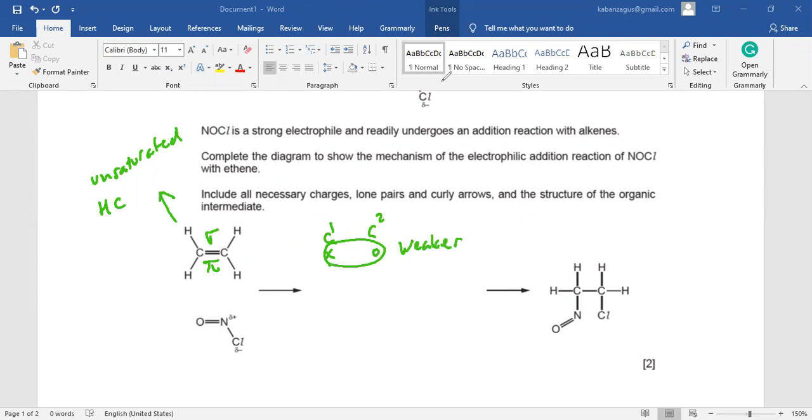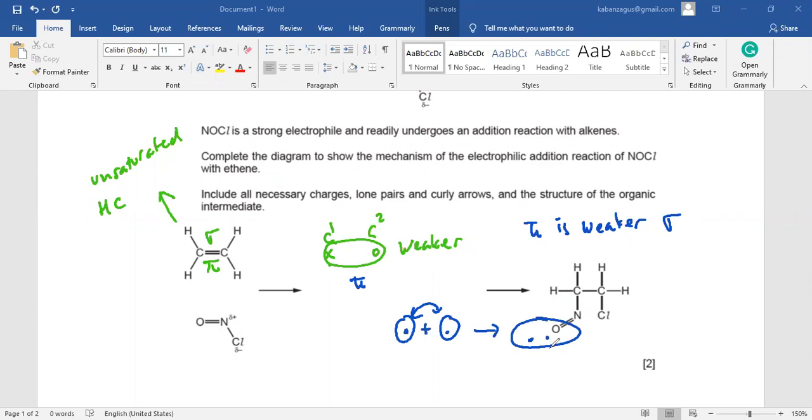So I just write here for your understanding: the pi bond is weaker than the sigma bond. The sigma bond comes from the overlapping between two electrons. When these two electrons merge, you have a new shape, the hybrid orbital. This overlapping between two nuclei increases the strength of the bonding between carbon number 1 and carbon number 2.